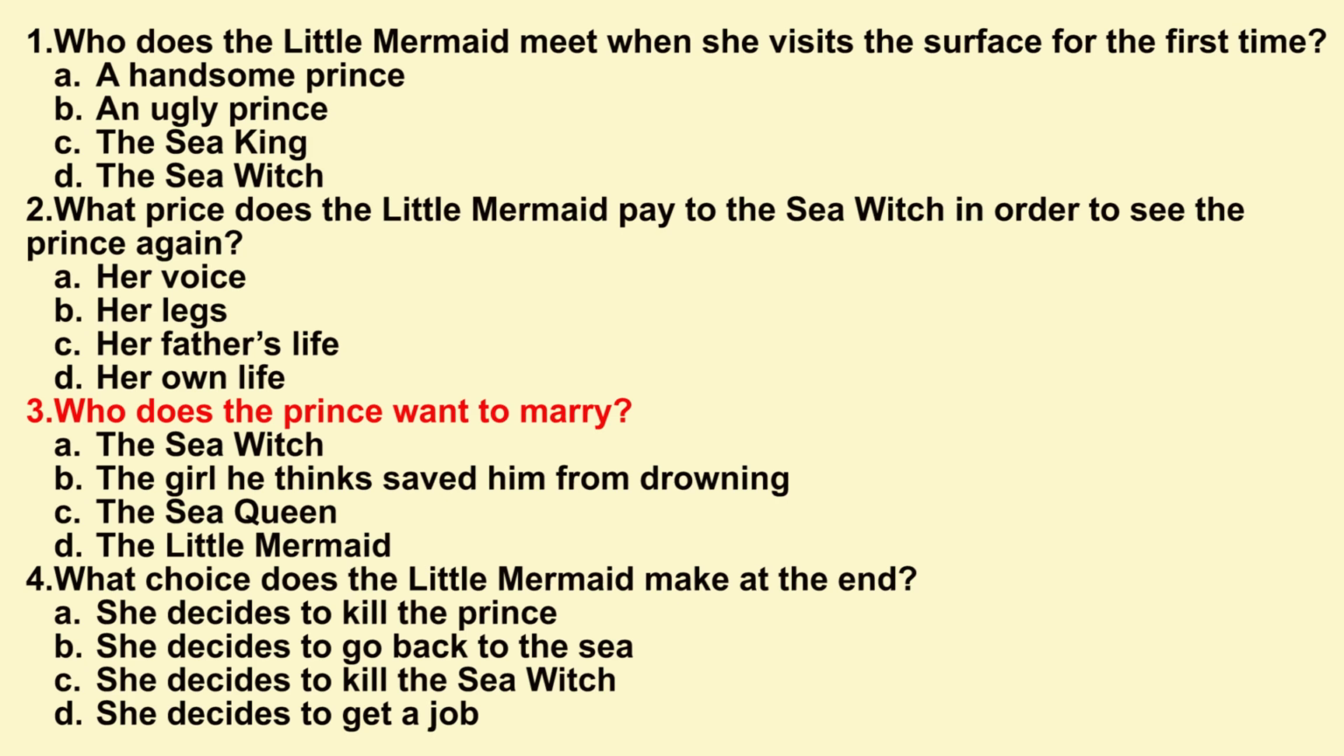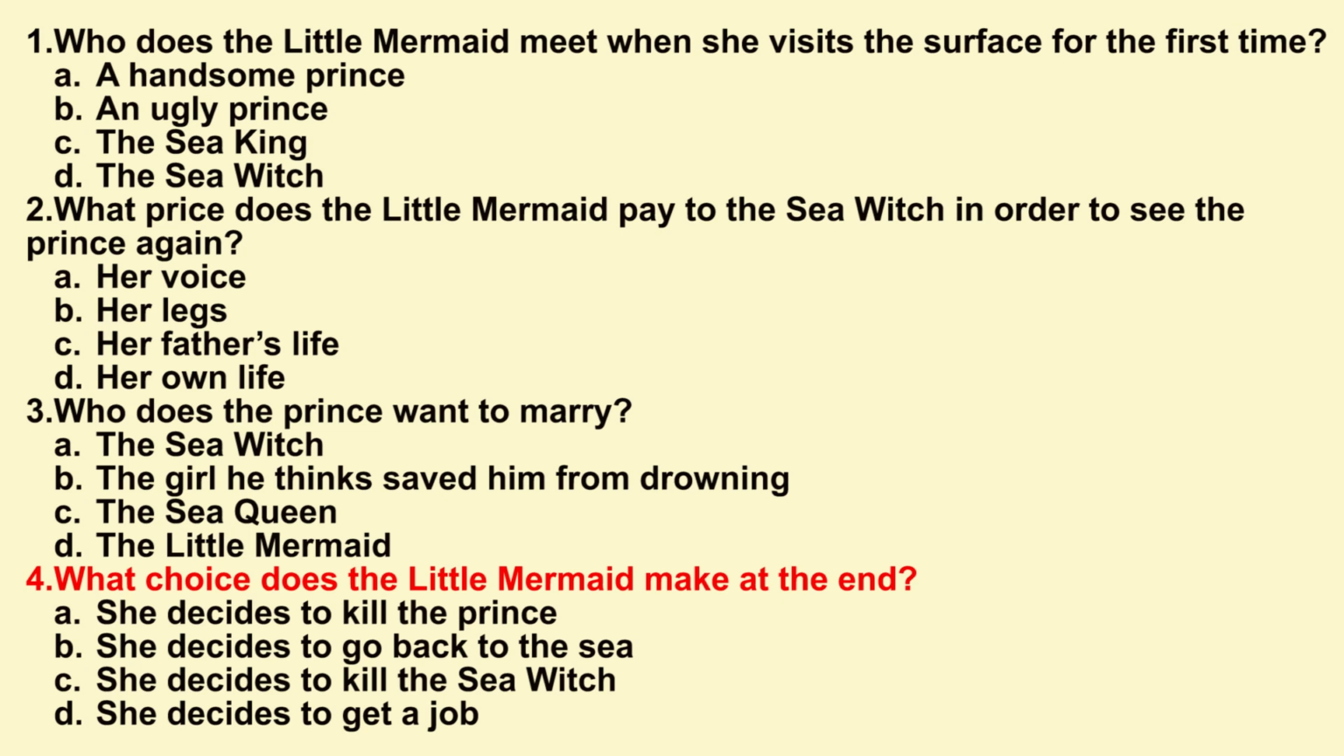Question 3. Who does the prince want to marry? A. The Sea Witch. B. The girl he thinks saved him from drowning. C. The Sea Queen. D. The Little Mermaid. The answer is B. The girl he thinks saved him from drowning. Remember, he was found by a girl on the beach, and the girl called for help. He believes that that girl is the one that dragged him out of the water.